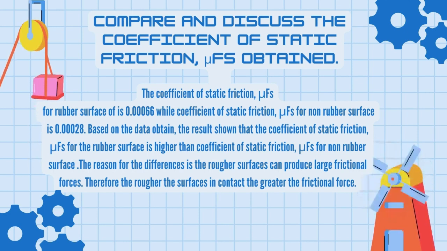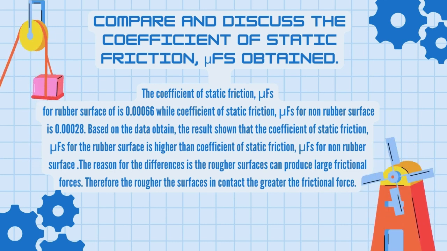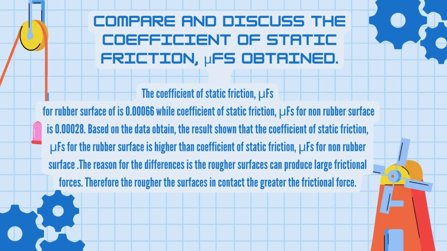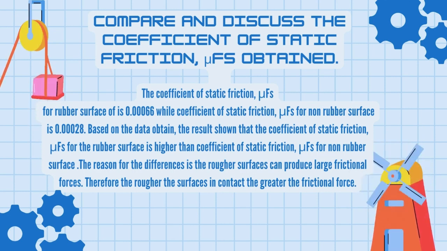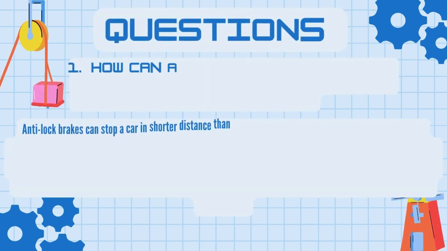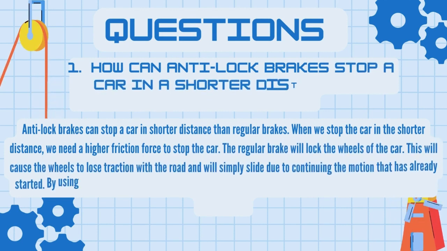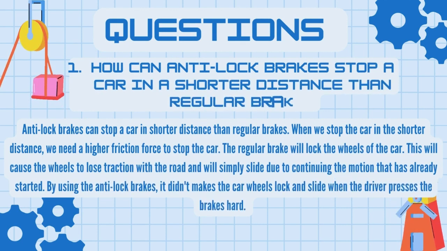The reason for the difference is that a rougher surface can produce a larger frictional force. Therefore, the rougher the surface in contact, the greater the frictional force. Now we will discuss the questions. For the first question, how can anti-lock brakes stop a car in a shorter distance than regular brakes?